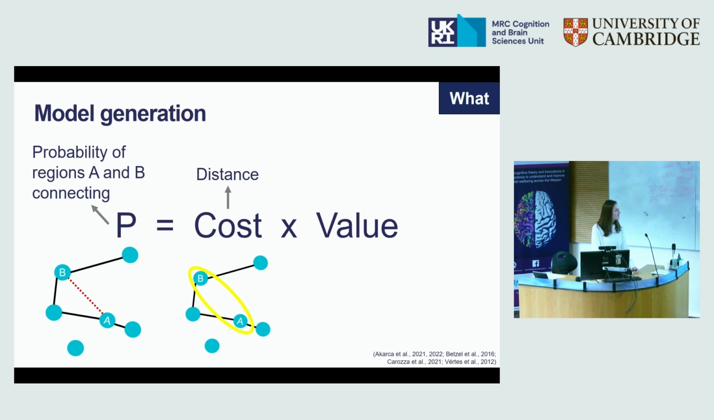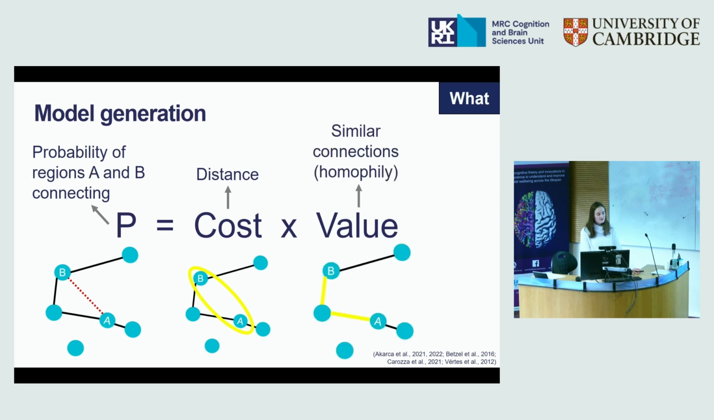And value, as you can imagine, could be a variety of different things. Specifically, Betzel in 2016 tried different ways to quantify value. For example, regions could preferentially connect with other regions that are highly clustered, or maybe they're connecting with other regions that have a high degree. But what Betzel found in 2016, and many have since also found in different neural models, is that homophily seems to be the best metric for simulating neural networks.